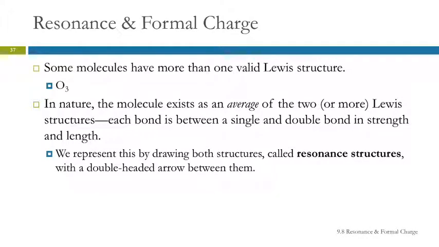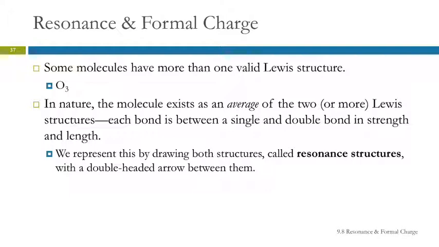So some molecules have more than one valid Lewis structure. I mean, we just saw that with the H2CO. We drew two structures, and they both satisfied the octet rule. And how do we choose? But we have other things that are even stranger, like ozone.